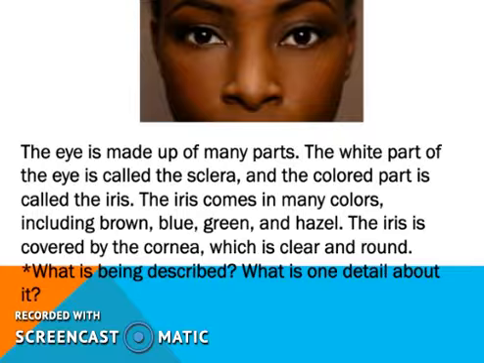If I think about this passage and what's being described, I know the eye is being described, and I'm given many details about it, including the different parts of the eye and the different colors that the eye can be.